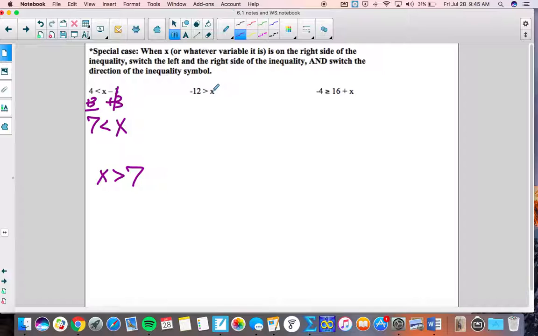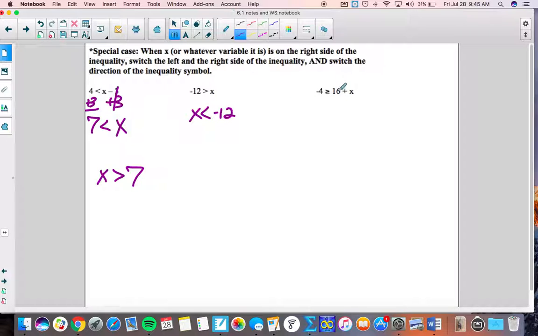Here, x is on the right. And actually, what's being done to x? Nothing, it's all by itself. So x is less than negative 12. That's the answer. Well, let's put x on the left, negative 12 on the right. And again, the inequality is eating the negative 12. So we need to keep it that way, which means we need to flip the direction of the symbol.